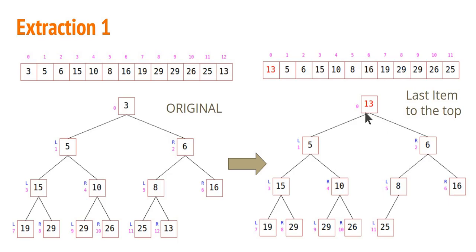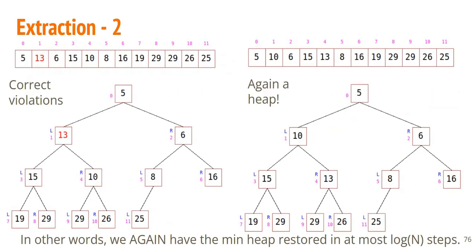Now clearly this will cause a violation of the heap structure, because this is no longer a heap. This node 0 is 13, its children are 5 and 6, clearly not a min heap. However, I just need to do a little bit of work to get it back to being a heap again. And what is that work? To start with, I will swap 5 and 13. So I'll find the smaller of the two children and swap it with the root.